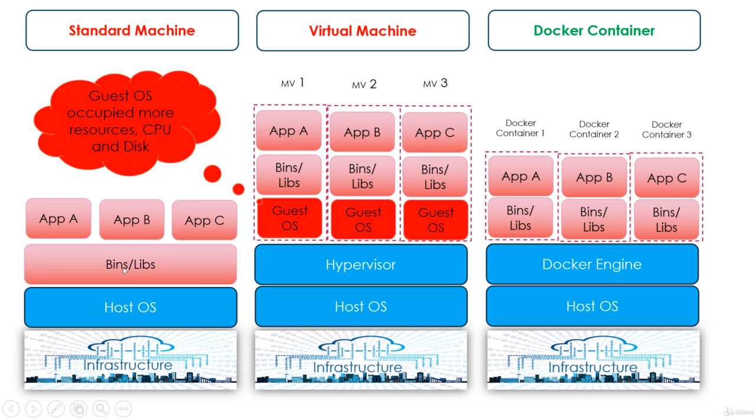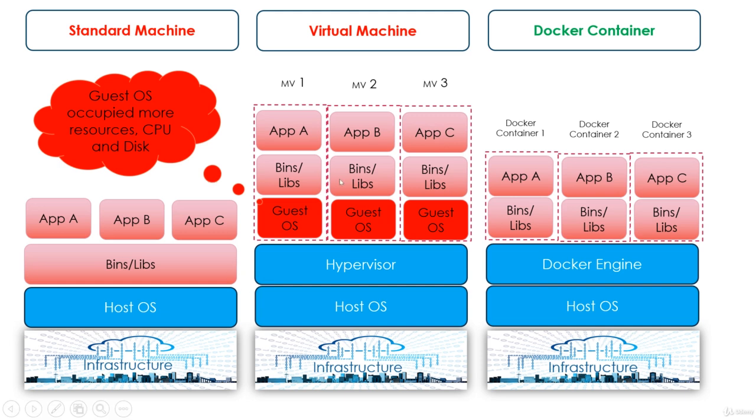Now we'll talk about the virtual machine. In a virtual machine, what is happening? A dedicated guest operating system is installed, which occupies more resources in terms of CPU, disk, and others as well, because for each application we need a guest operating system. Another drawback is that bringing up a guest OS to run an app takes some time.